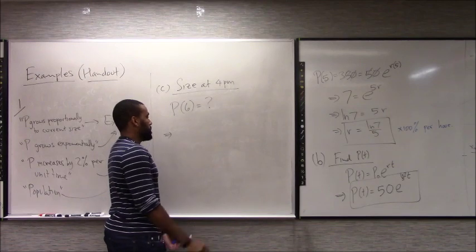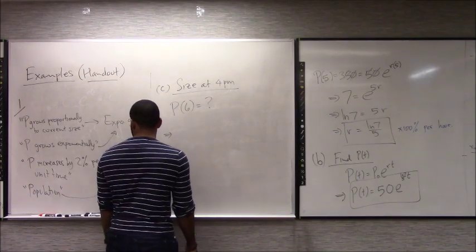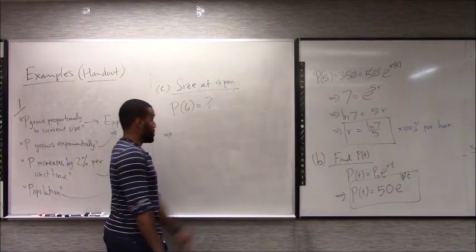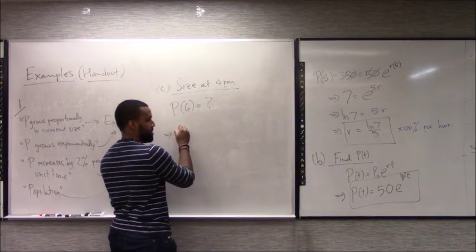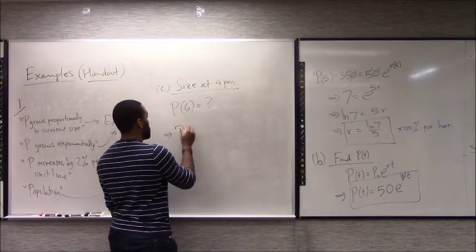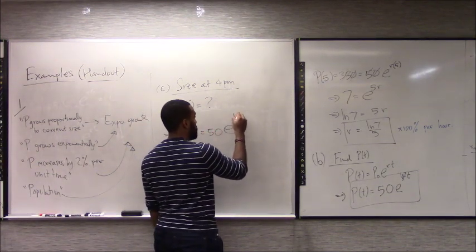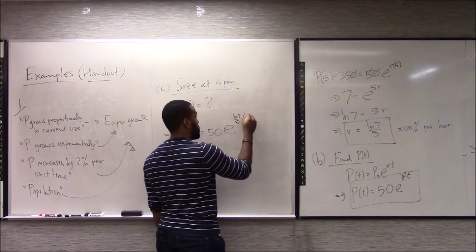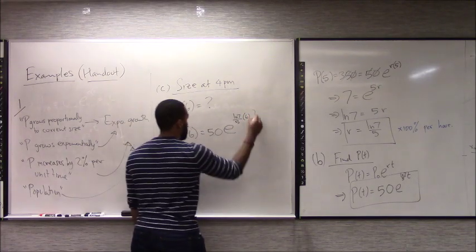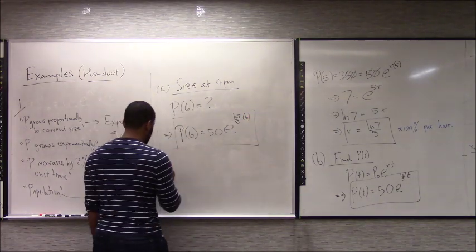Once you know this list of equations, these problems aren't going to be too bad, especially from what we've been doing this whole semester. So this means I just literally plug in 6: e to the ln of 7 over 5 times 6. That's the answer. D.